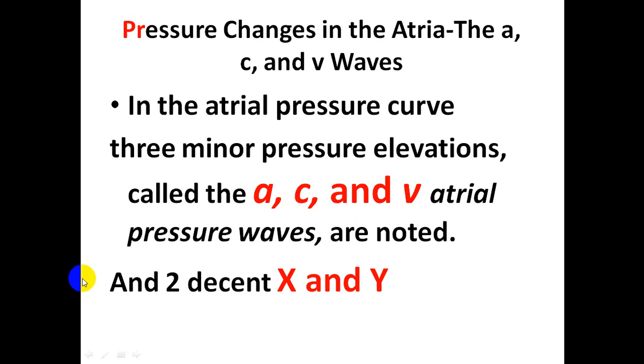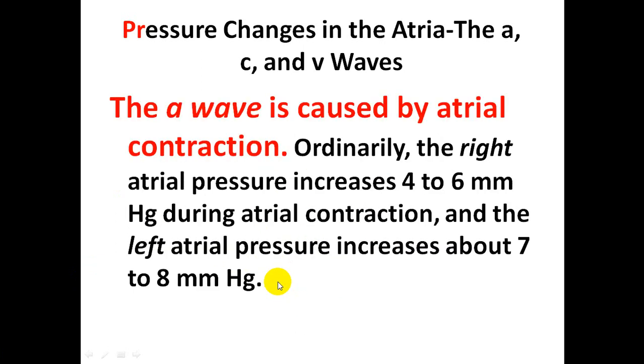In the atrial pressure curve, three minor pressure elevations will be seen. These are called the A wave, C wave, and V wave, the atrial pressure waves. There are also two descents noted in the venogram, X and Y. What do we mean by A, C, and V, X, and Y? The A wave is caused by atrial contraction, and this contraction is transmitted right away into the veins, the superior vena cava, by the way, into the internal jugular vein, and we will see it in the neck.